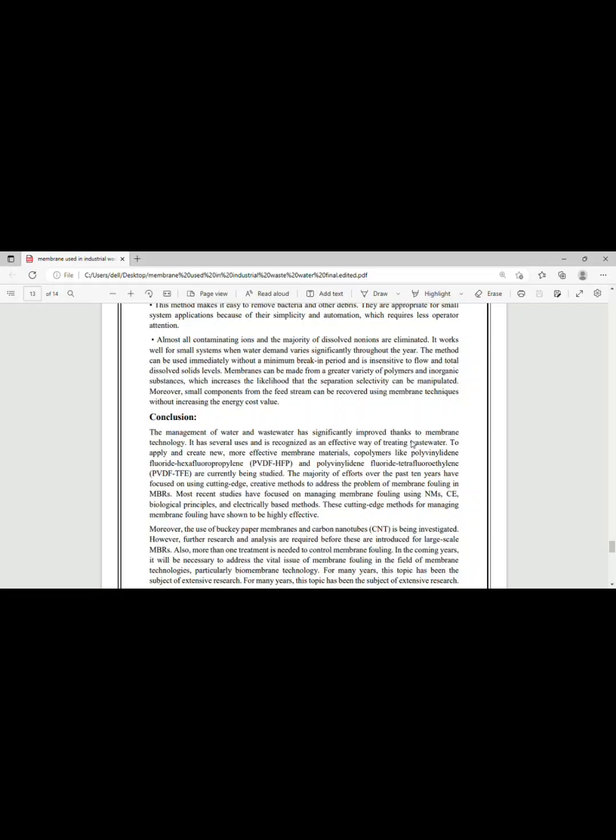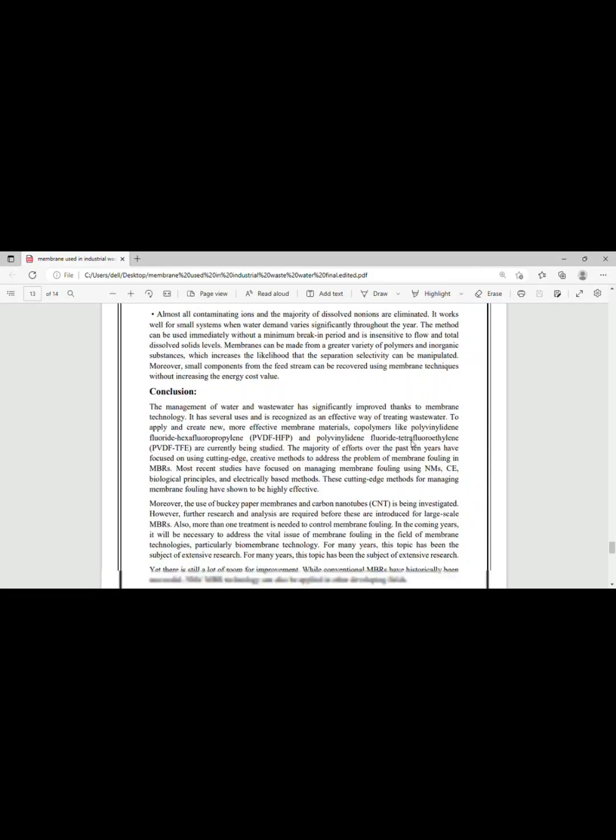The method can be used immediately without a minimum break-in period and is insensitive to flow and total dissolved solids level. Moreover, small components from the feed stream can be recovered using membrane techniques without increasing the energy cost values.